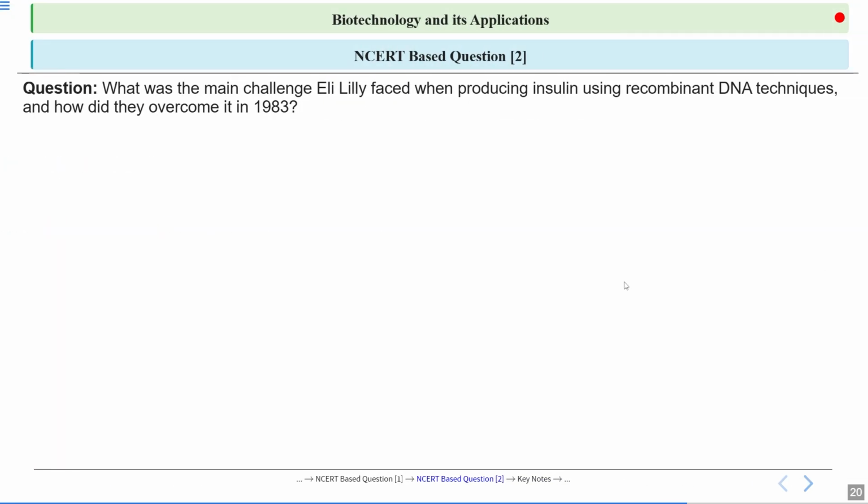Second question: what was the main challenge Eli Lilly faced when producing insulin using recombinant DNA techniques, and how did they overcome it in 1983? The question asks what problems this American company Eli Lilly faced when producing insulin, and how they overcame them, as in 1983 they came up with this recombinant insulin technology. So let's see.